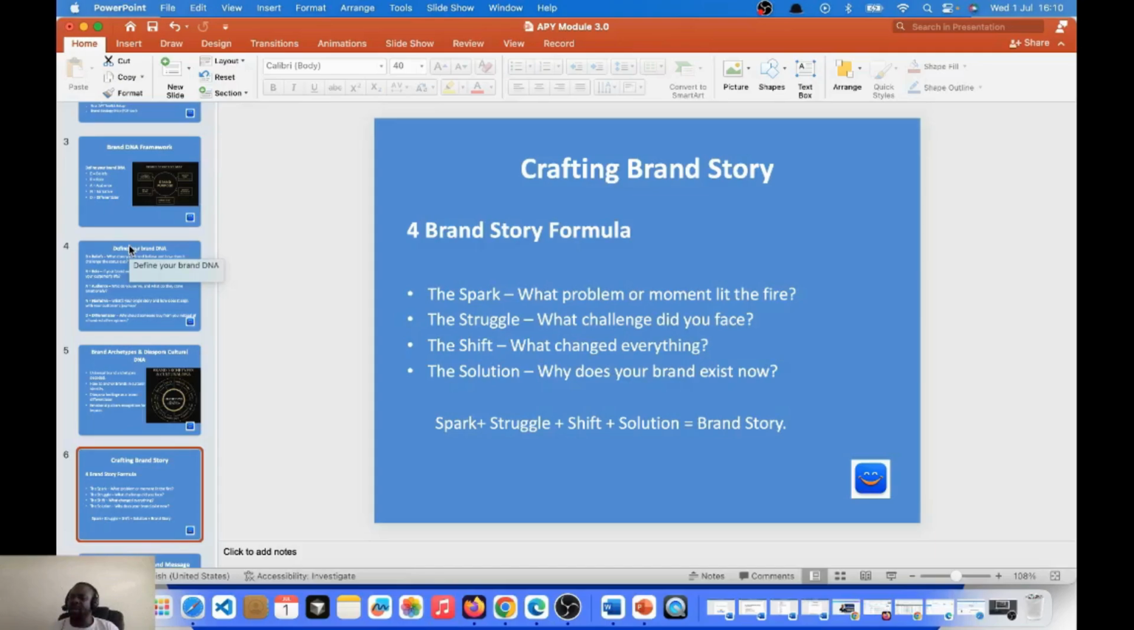And finally, there must be a solution. There must be a solution that you've crafted. Why does your brand exist now? Which is your why and the solution. So you've been able to identify the problem and the challenges. You'll be able to identify the changes you can make. Then what is the solution you are trying to bring on board? Your solution, which is the benefit your customer will gain, is the real transformation that will drag people to your brand.